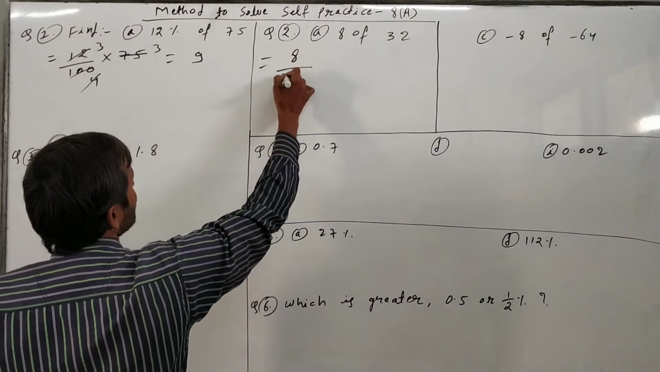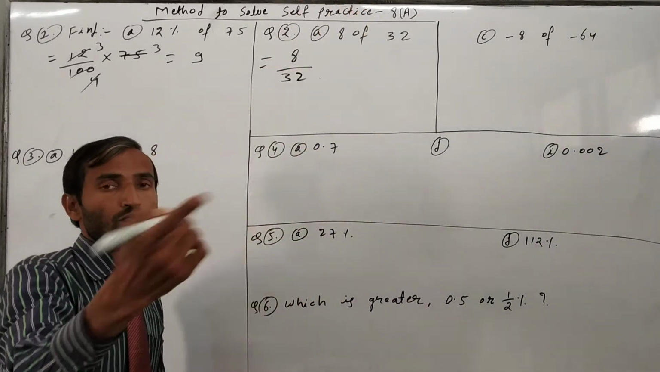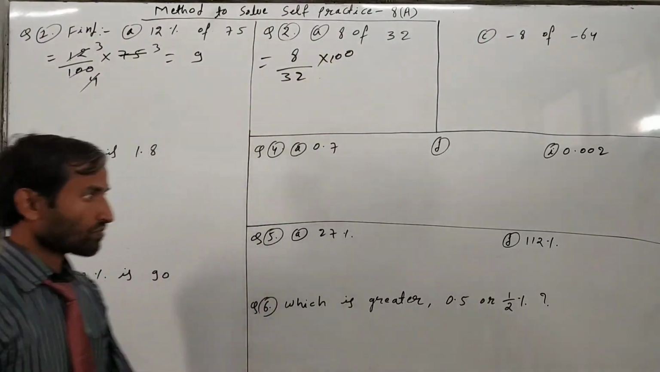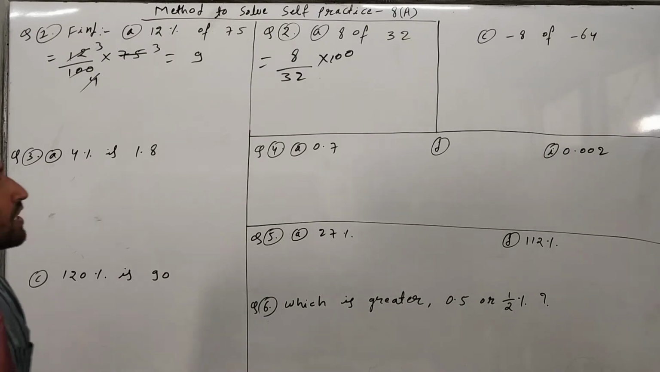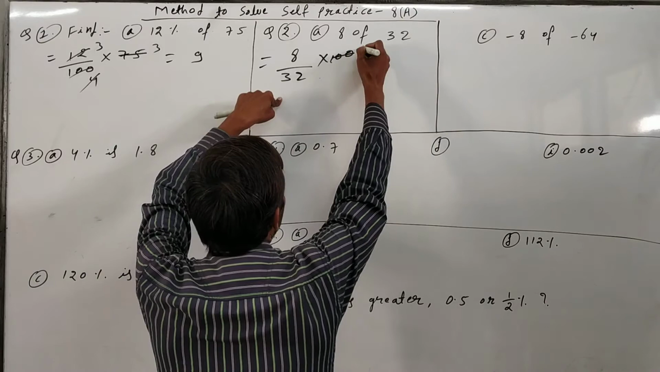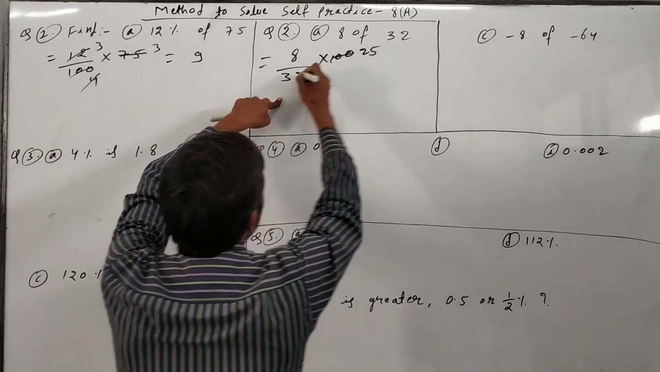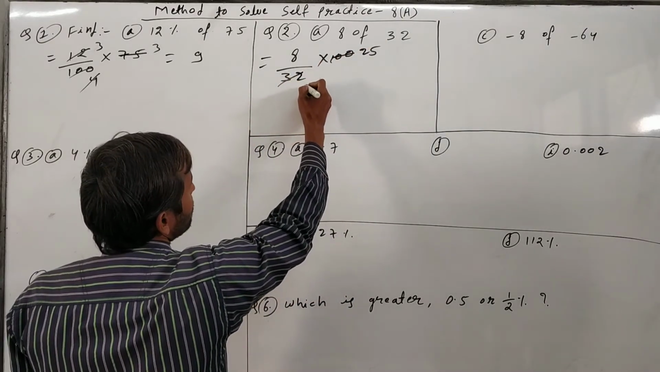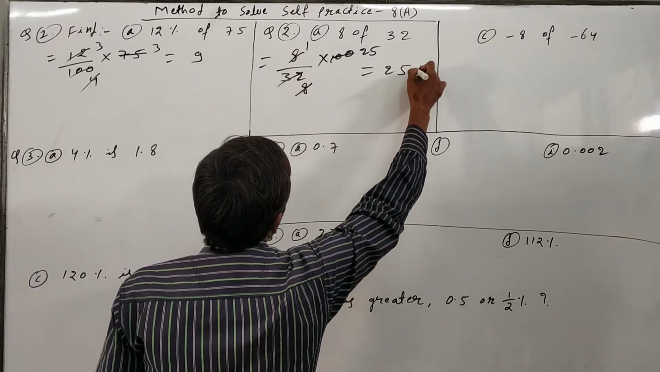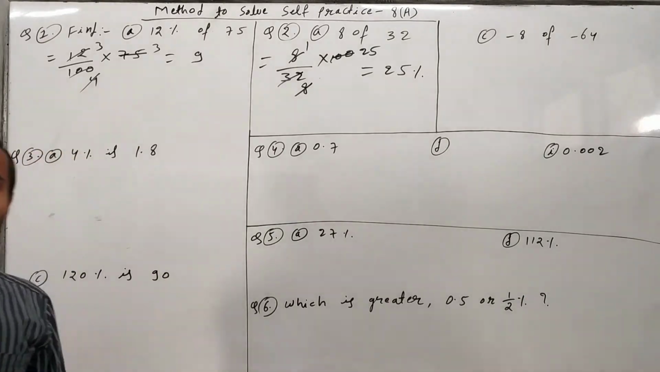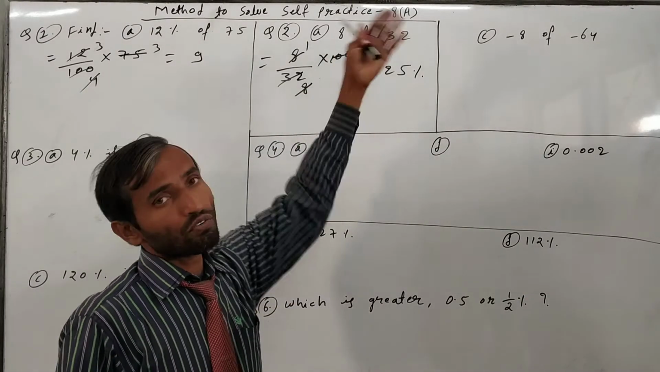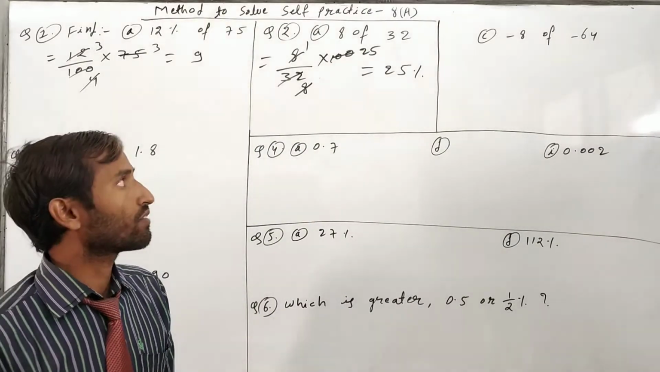8 upon 32, and you have to convert it to percentage, so we have to multiply by 100. After that we have to cancel out. 25 times 4 is 100, and 32 divided by 8 is 4. So 8 will cancel out, then it will come 25%. So 8 out of 32 is 25% of 32. Okay, it means like this.